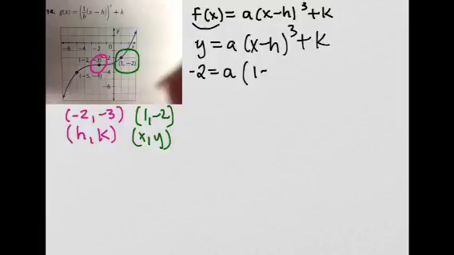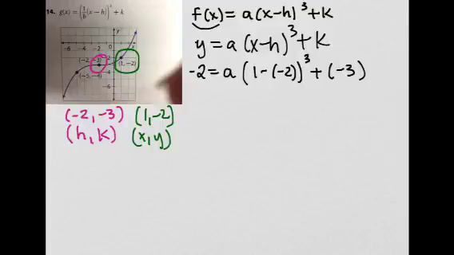Minus h is a -2, cubed, plus a -3 for k. And again, I got those values that I substituted from here, which I got from the graph up here. Okay? So now it's just a matter of simplifying and solving for a.